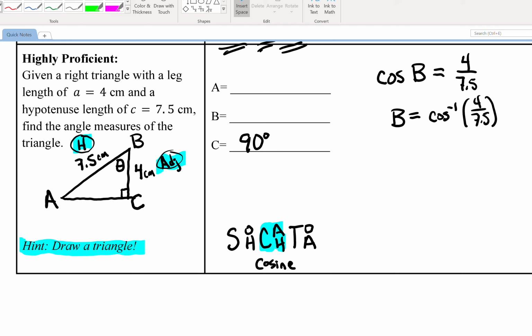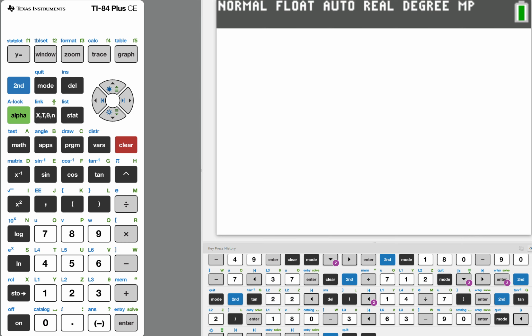So I go to my calculator. And please make note that here it says degree at the top. It's got to be in degrees if you want your answer to be in degrees. And we do this year, at least. So degrees. So we're going to put second function, cosine, gives us the inverse cosine of 4 divided by 7.5.